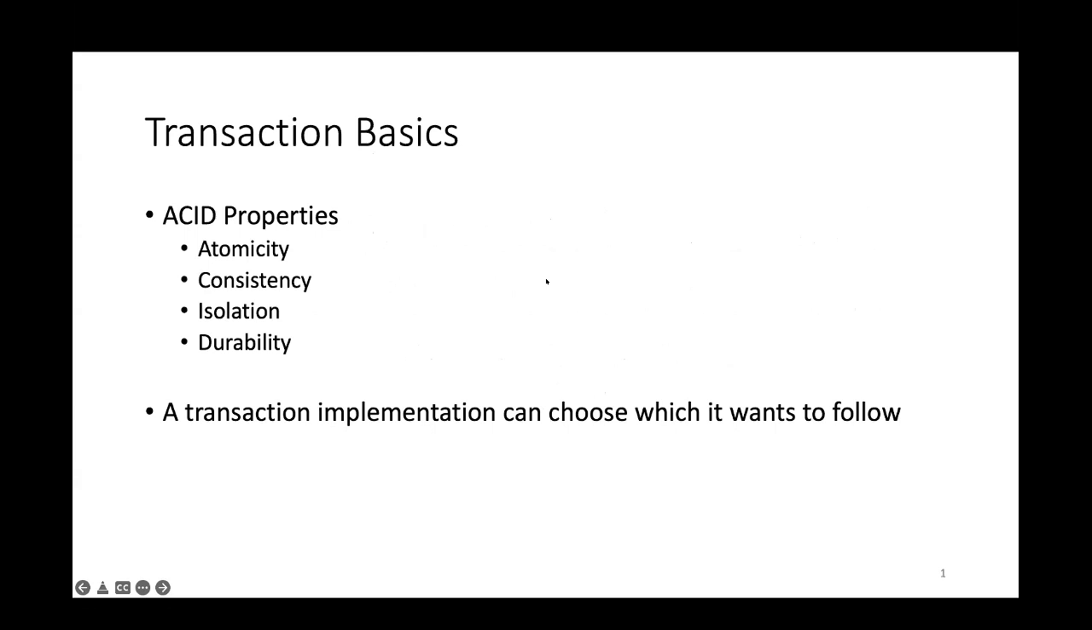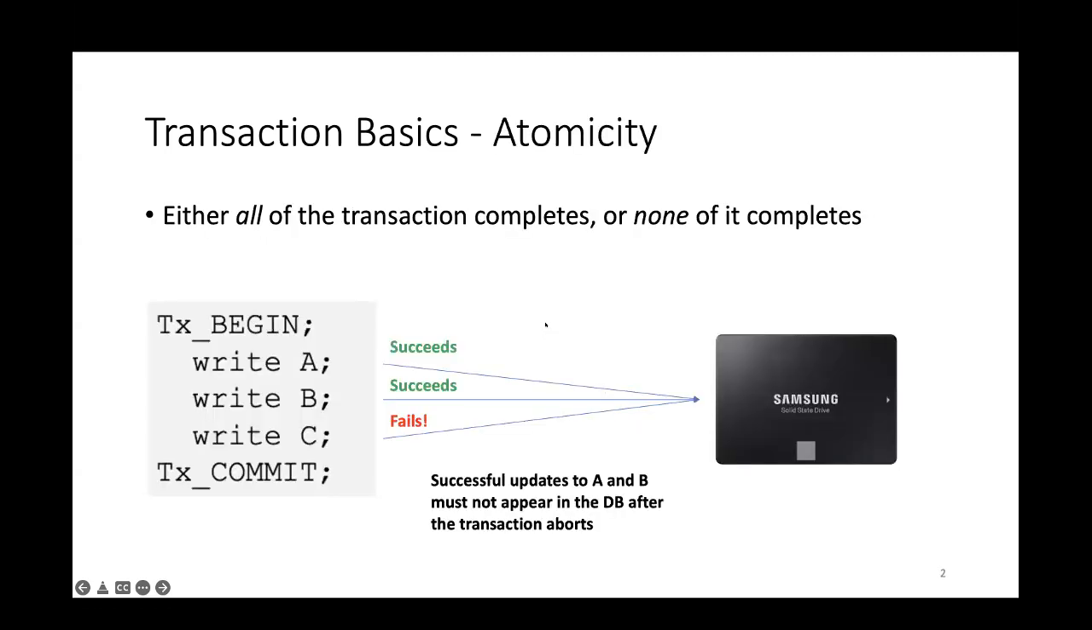So just to briefly go over the transaction basics again, we have four properties: atomicity, consistency, isolation, and durability, and we call these the ACID properties. We don't need to follow every single property. For example, some databases or file systems just choose atomicity and some others. So it's implementation dependent which ones we want. So for atomicity, we can say either all of a transaction completes or none of it completes.